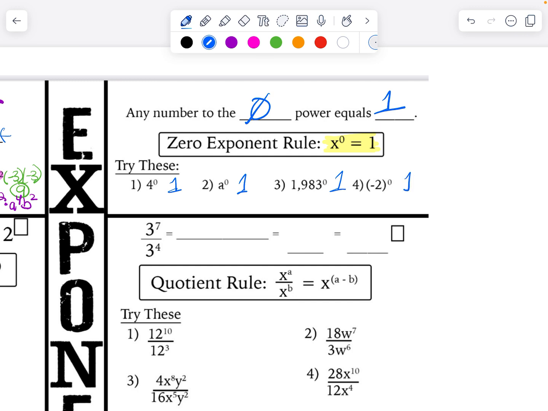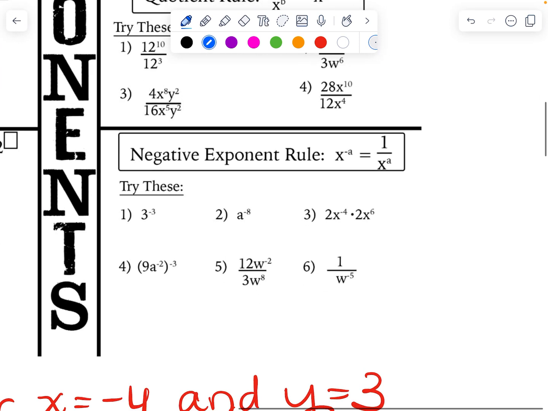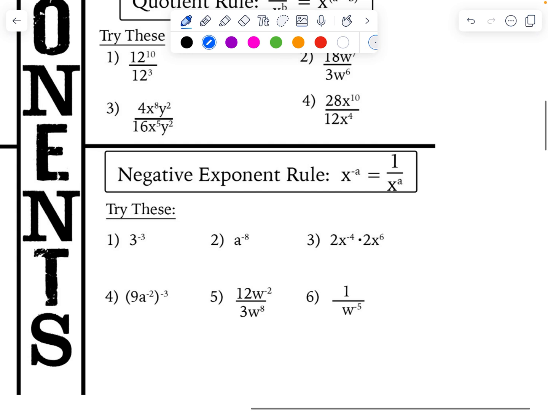We're also going to touch a little bit on negative exponents. We're just going to do example 1 and example 2 so that you're able to do your homework. But you can see the examples get more complicated, and so we'll dive deeper into that next time. All right, so you can see right here that the negative exponent rule says that any number to the negative power equals 1 over that number to the positive power. So x to the negative a power equals 1 over x to the a power.